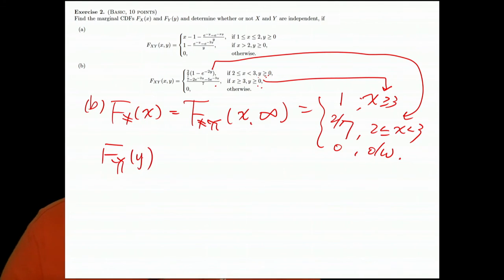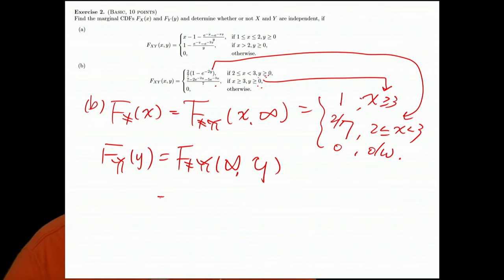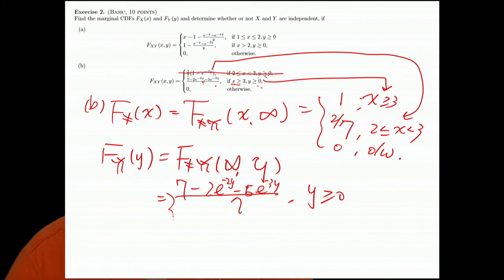And for the marginal CDF of y, I have x to infinity, which means x to infinity, so we don't look at this one because x is in here. X here goes to infinity. Finally, because there's no x there, I have this when y is greater than 0 and 0 otherwise. And x and y are not independent because this times this doesn't have the same form.